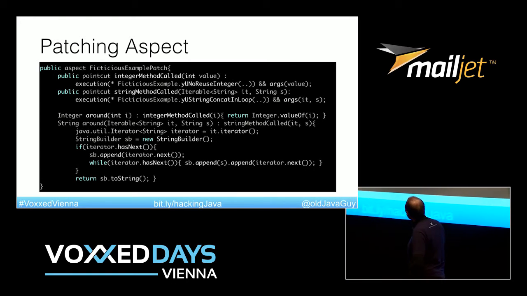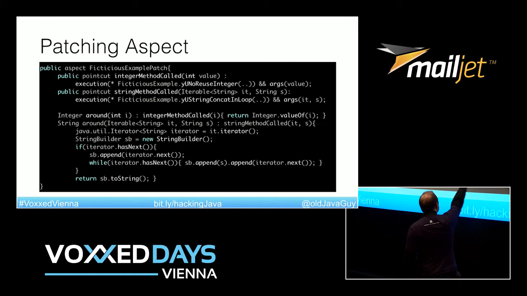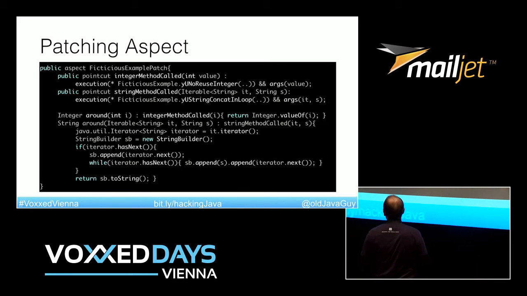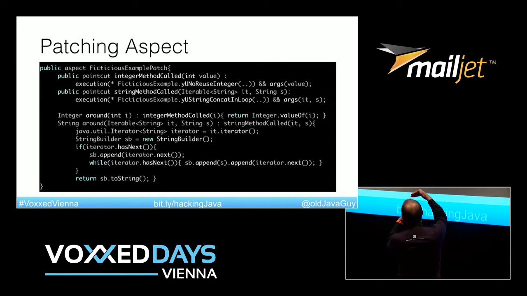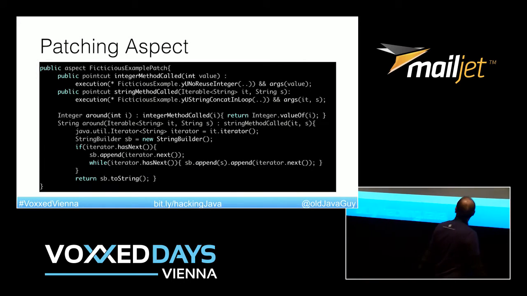So with the integer method, it's very simple. I'm just doing return Integer.valueOf(i). And with the other one, I'm using a StringBuilder instead of the string concatenation. So as you can see, you actually have Java code embedded into the AspectJ code.